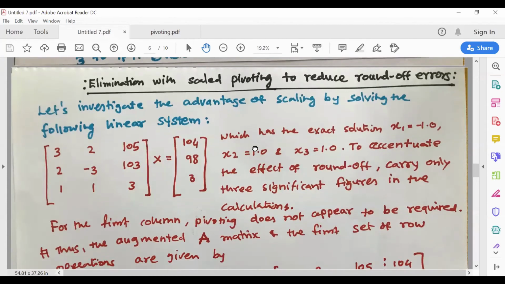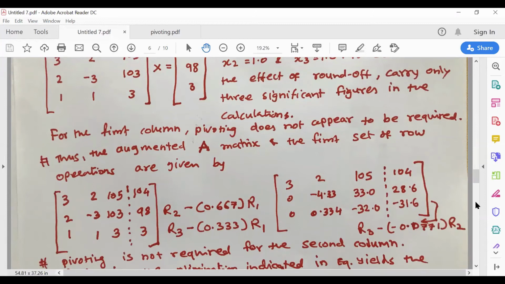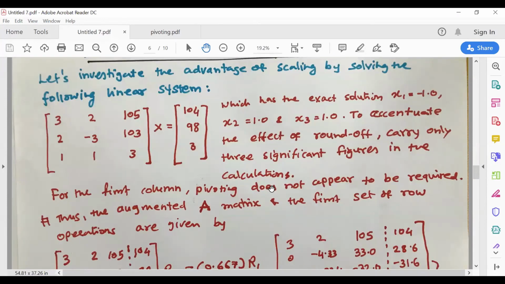So let us see one example where round-off errors are happening. You can solve this problem later on. I have given the solution using the Gauss elimination method. The exact solution of this example is x1 equal to -1, x2 equal to 1 and x3 equal to 1. But if you perform the Gauss elimination, the answer will be something different. This is Gauss elimination without pivoting, without scaling.